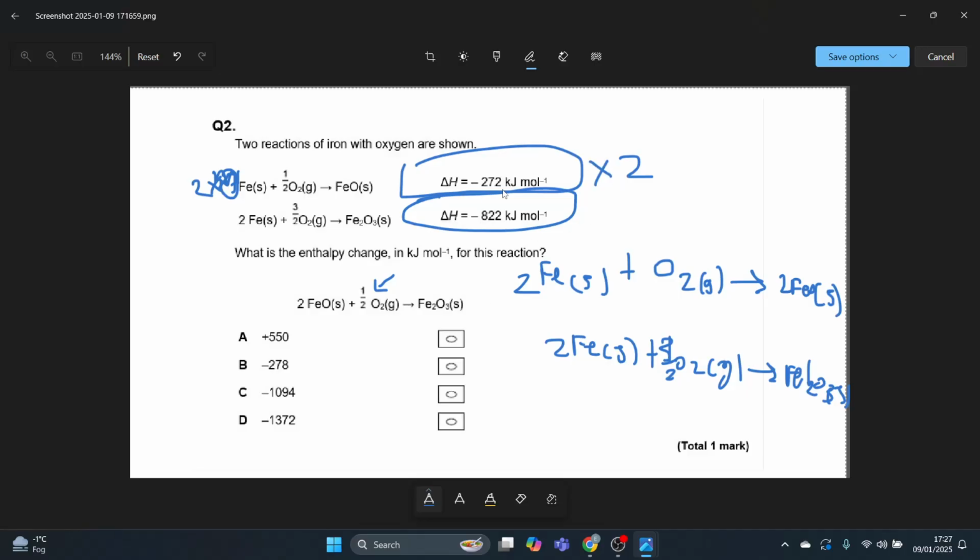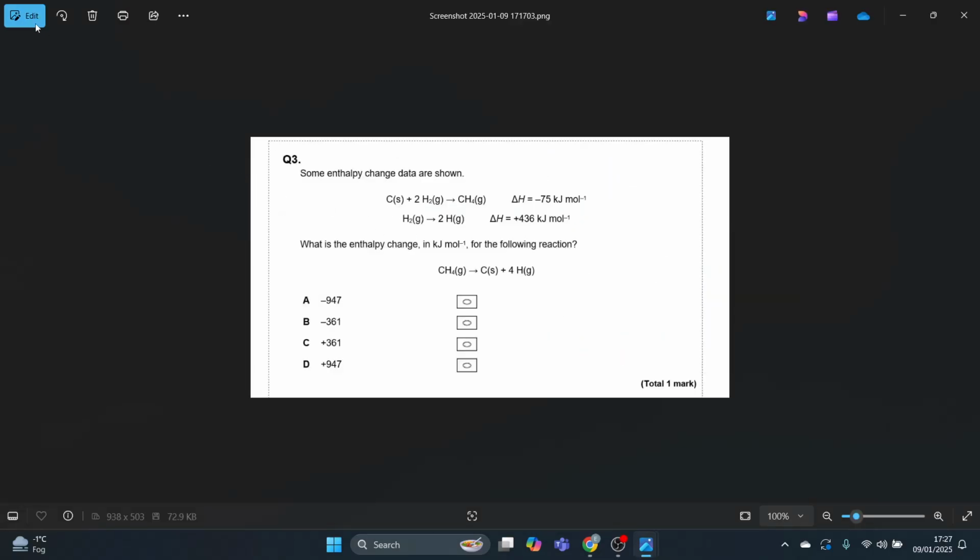So that times 2, so it's going to be minus 822 minus 272 times 2, minus 278 kilojoules per mole to the power minus 1. Don't have to worry about the units because they're both in kilojoules per mole to the power minus 1, and we're trying to find the enthalpy change in kilojoules per mole to the power minus 1.